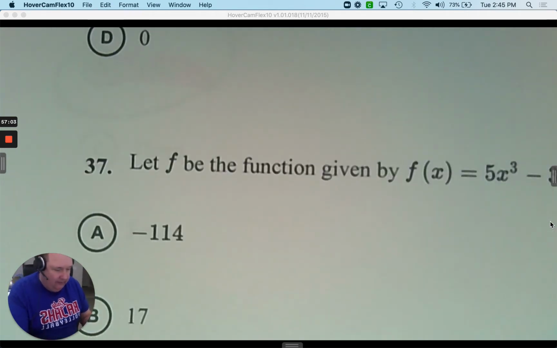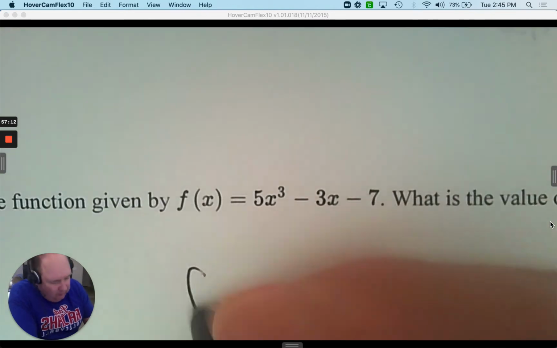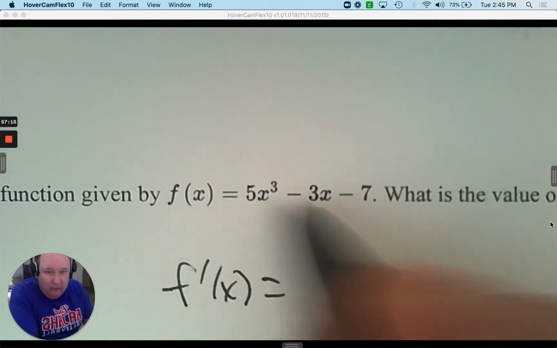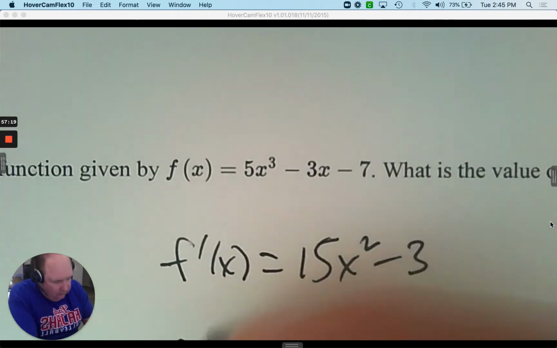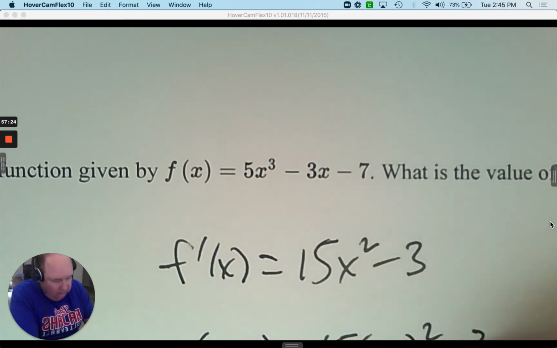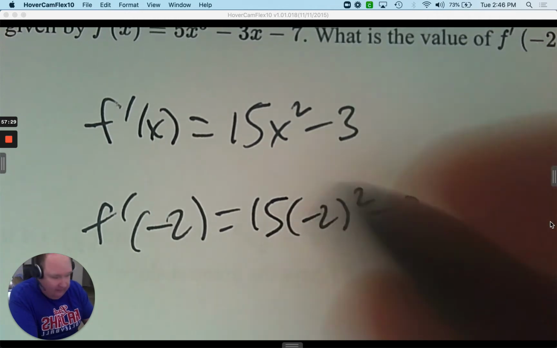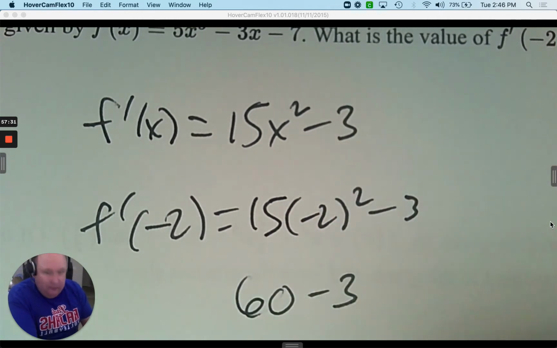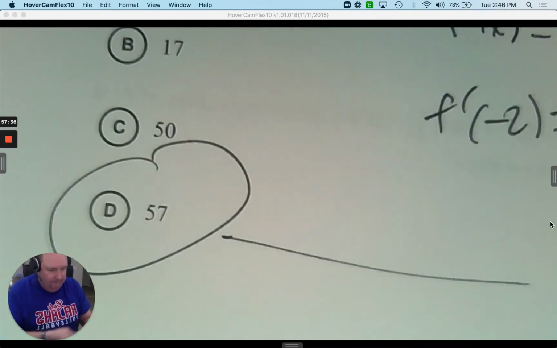To number 37. Let f be the function, given that. What's the derivative at negative 2? No calculator this time. But a pretty straightforward question for calculus. So the derivative here is 15x squared minus 3. The derivative at negative 2 would be 15 times negative 2 squared, subtract 3. Negative 2 squared is 4, and 15 times 4 is 60. So 60 take away 3 is 57. So our answer is right there.